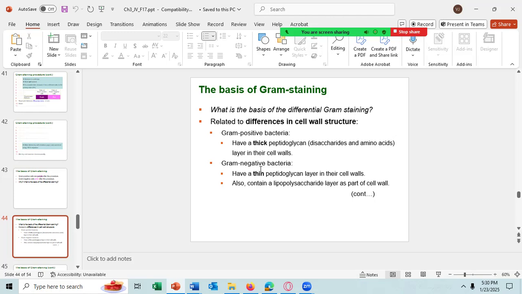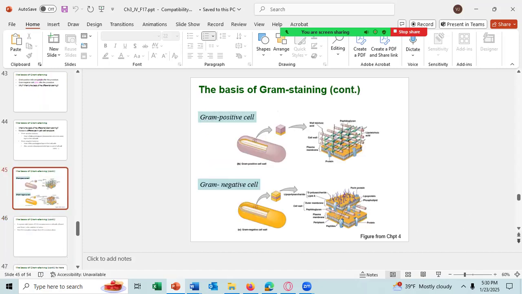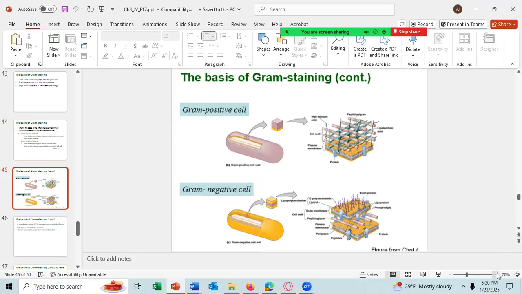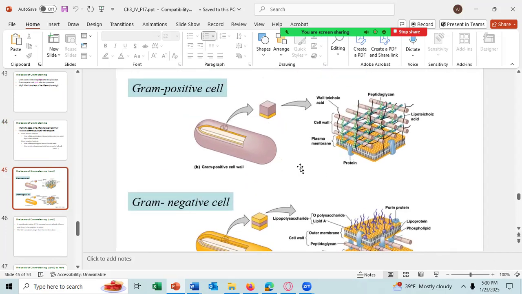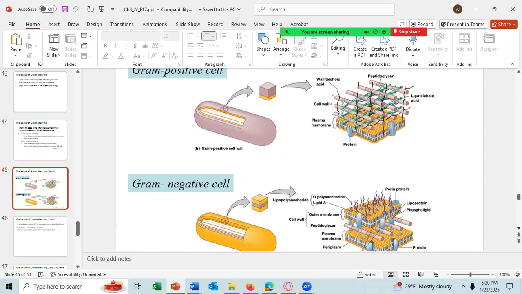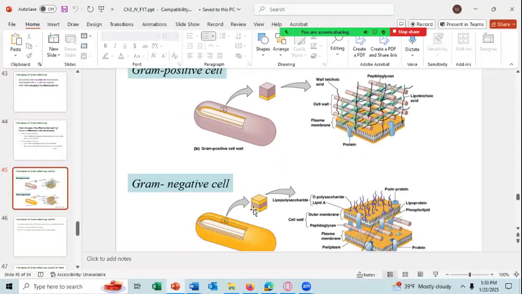The gram-negative cells also contain a lipopolysaccharide layer as part of their cell wall, and it's the outermost part. It's called the outer membrane of the cell wall, meaning it is part of the cell wall, but it's the outermost part. And there we're looking at a gram-positive cell, the purple being the peptidoglycan layers of the gram-positive cell, and it's a very thick layer compared to the thinner peptidoglycan layer of the gram-negative cells.